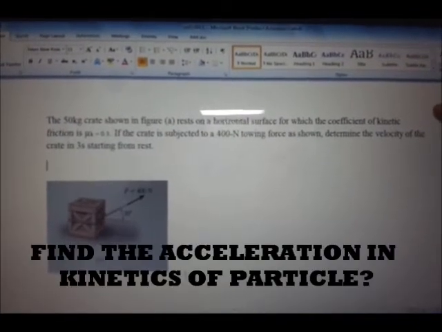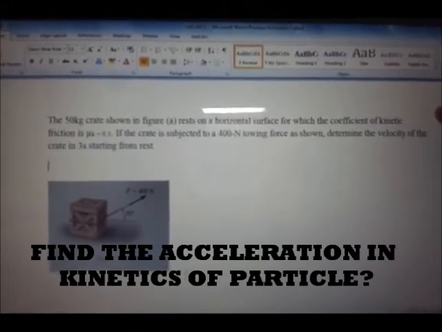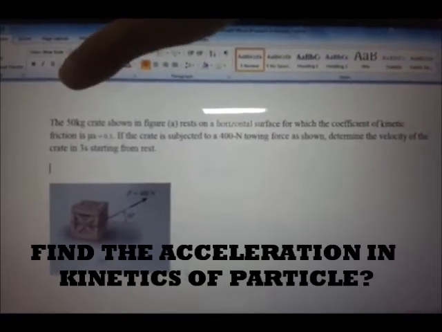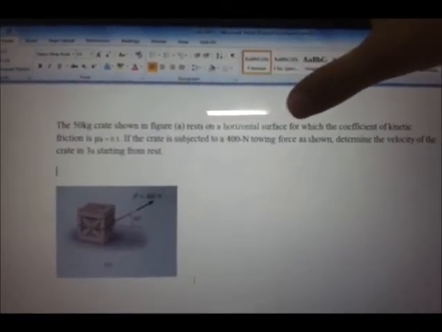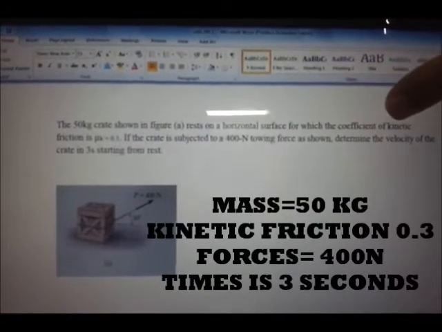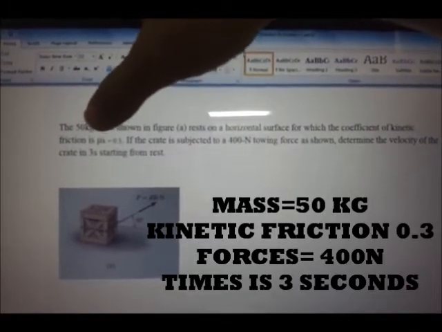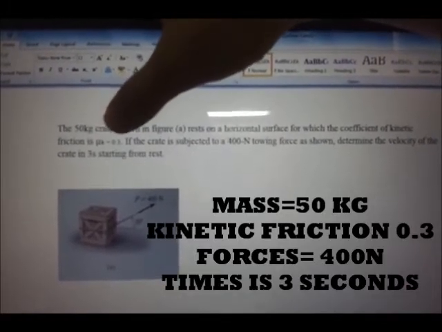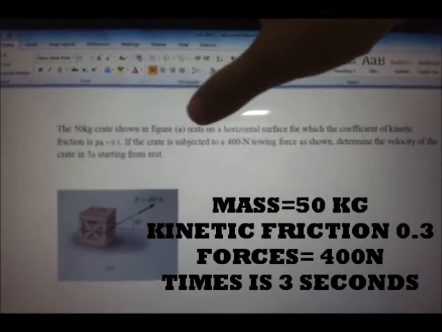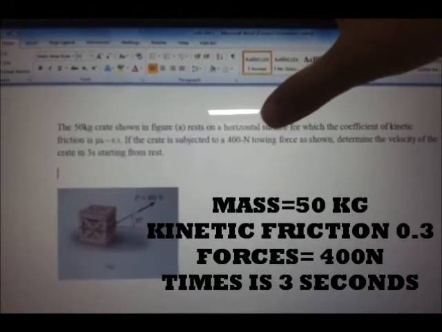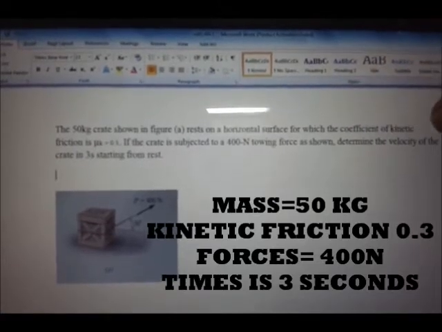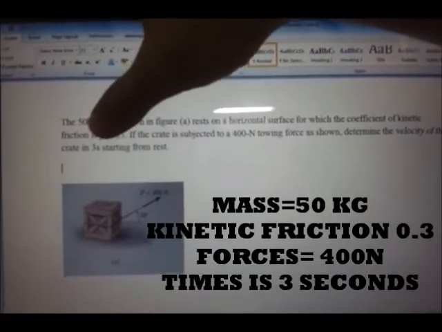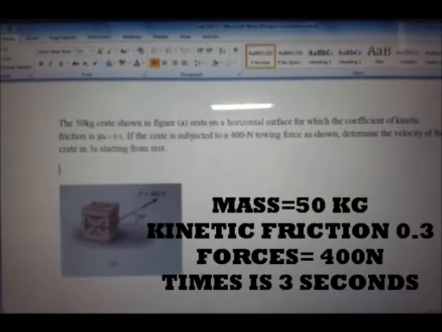This is the first question that we solve from our programming. Okay, the 50 kg crate shown in figure A rests on a horizontal surface for which the coefficient of kinetic friction is mu k equal to 0.3. If the crate is subjected to a 400 Newton towing force as shown, determine the velocity of the crate in 3 seconds starting from rest.